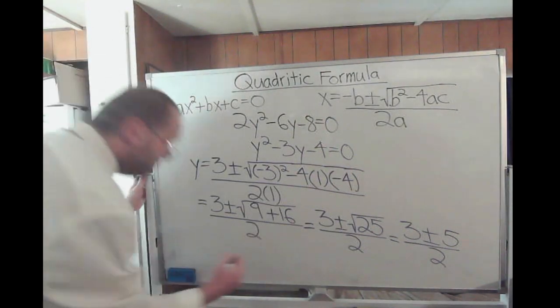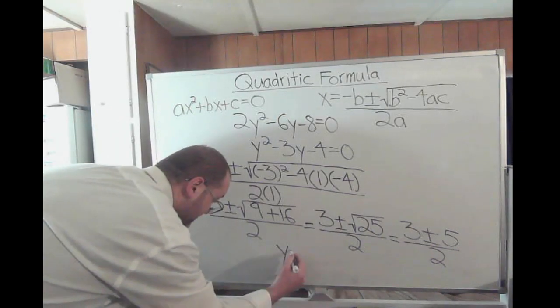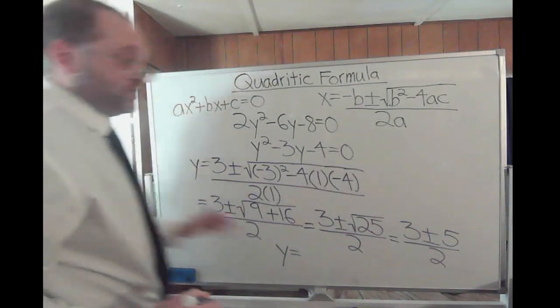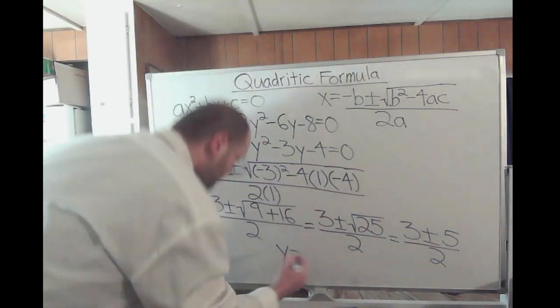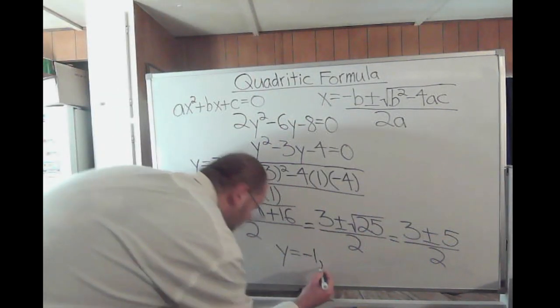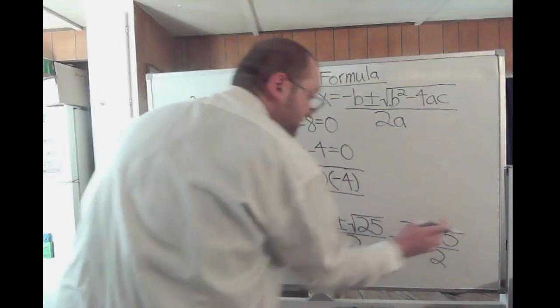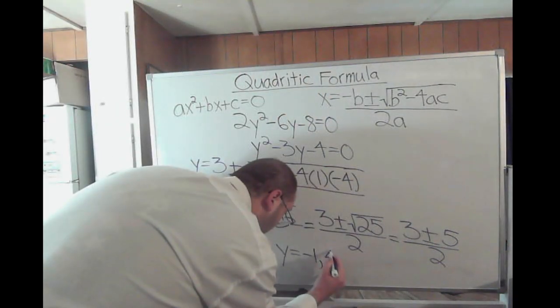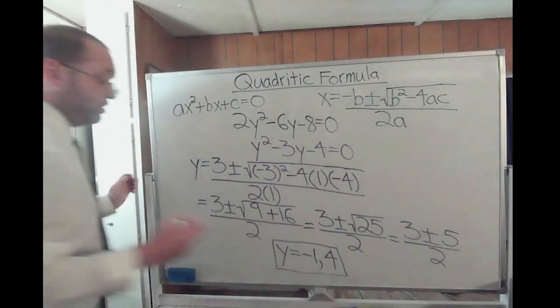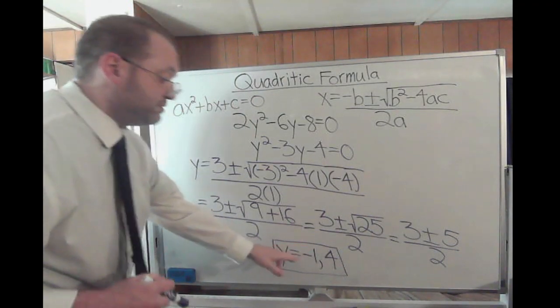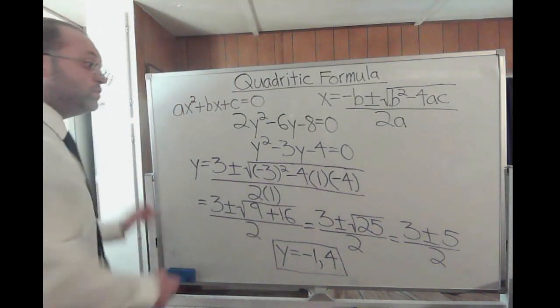Okay, which means y has 2 roots, has 2 values. So 3 minus 5, that's negative 2 divided by 2, that's going to be negative 1. And then 3 plus 5 is 8 divided by 2 is 4. So the two values you get for this equation are negative 1 and 4. That's what y would equal, or negative 1 and 4.